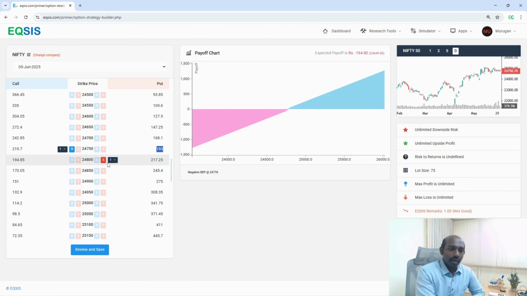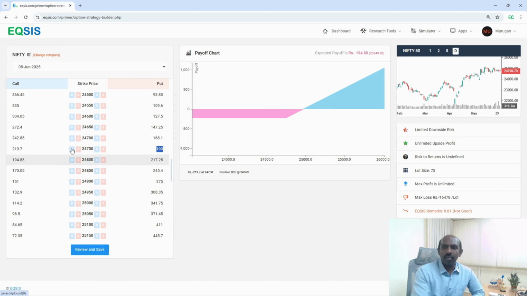Okay, coming back to the concept, what I'm going to explain to you is, let's say now the market is at 24,750 and we are buying the 24,750 call option, and we are paying 219 rupees premium. I want to understand where exactly the market is heading. Is the market heading bullish or bearish? To understand that, I'm trying to nullify the premium.